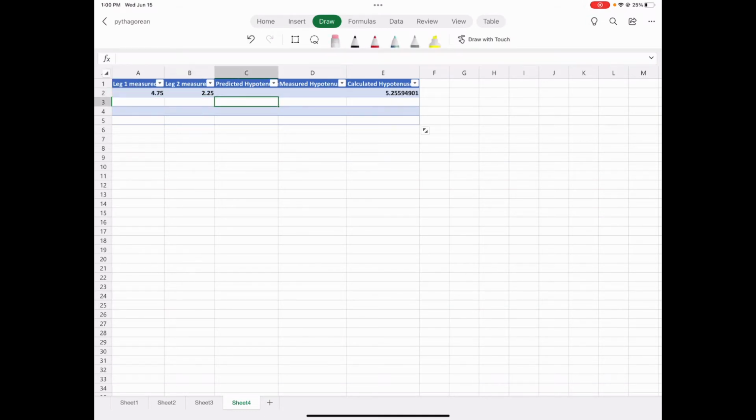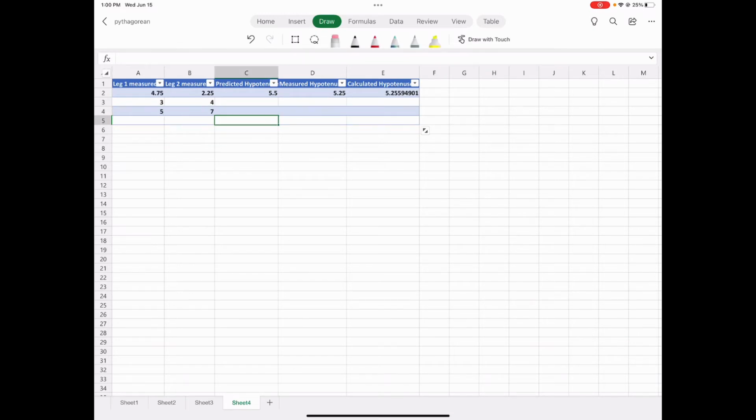And it predicted that it's 5.26, right? And I predicted is 5.5. My measured came out to be 5.25, and there was the calculation. Now, let's say I had another one that was 3 and 4. We know that's going to be a 3, 4, 5, right? And let's say this one was 5 and 7.